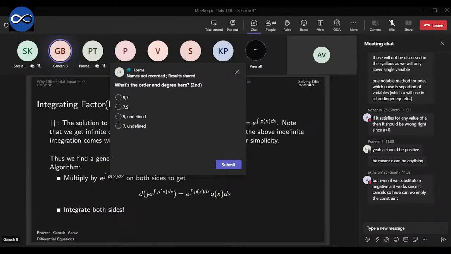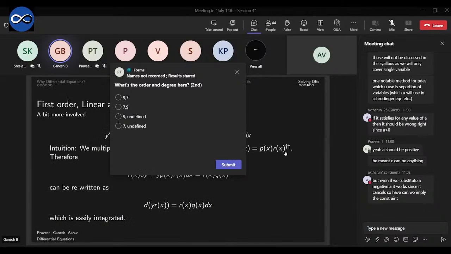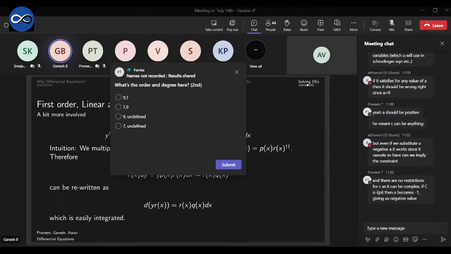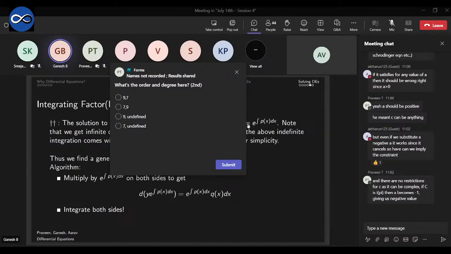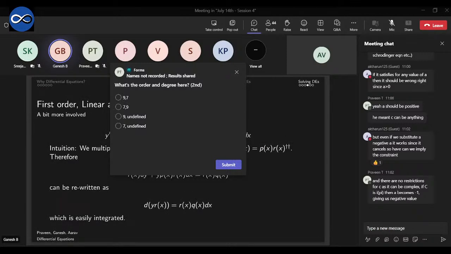This r of x is also called the integrating factor. I'm sure many of you are familiar with it. When you're trying to solve this differential equation, we encounter another differential equation. This is pretty easy to solve. This r dash is just dr by dx. You pull r to this side and integrate this. You'll find that r is just e to the integral of p of x dx. P of x is the coefficient of the y term.